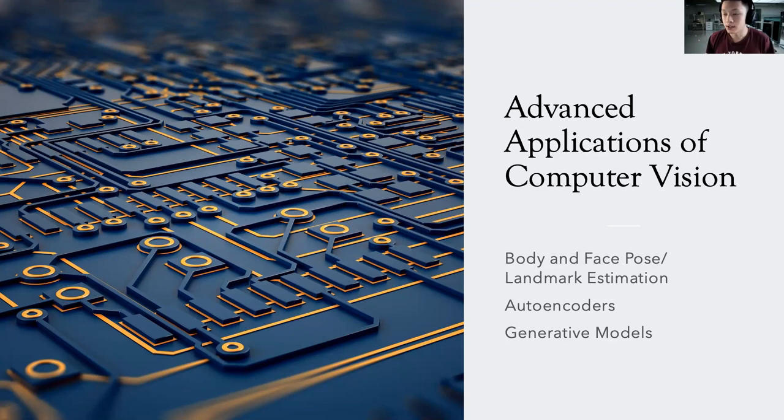So as you can see on the slide here, we have body and face pose landmark estimation. This is just a fancy way of saying Snapchat filters are made like this. Or other things that you might imagine. Autoencoders are a really interesting concept that can help us learn compressed representations of data very efficiently. And we'll talk about what this means in a moment. And then finally, we have generative models.